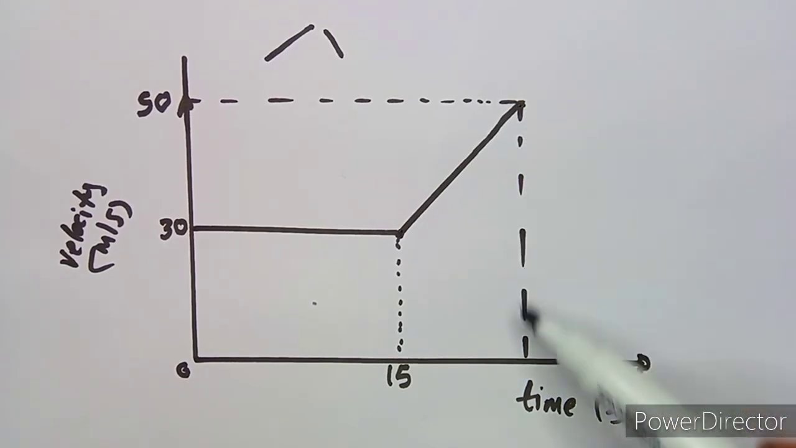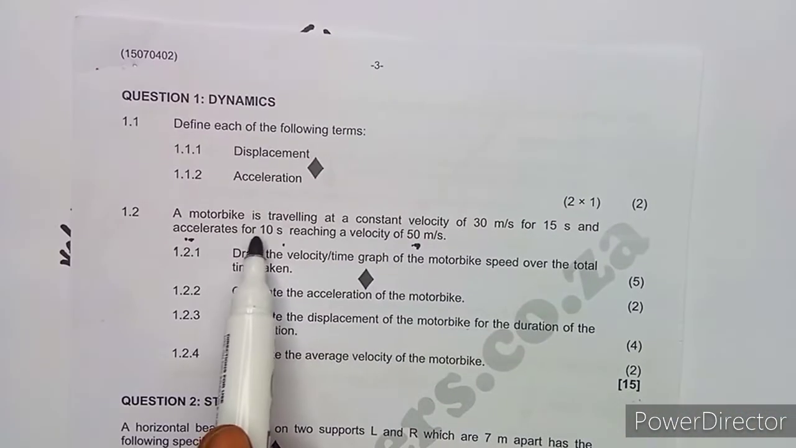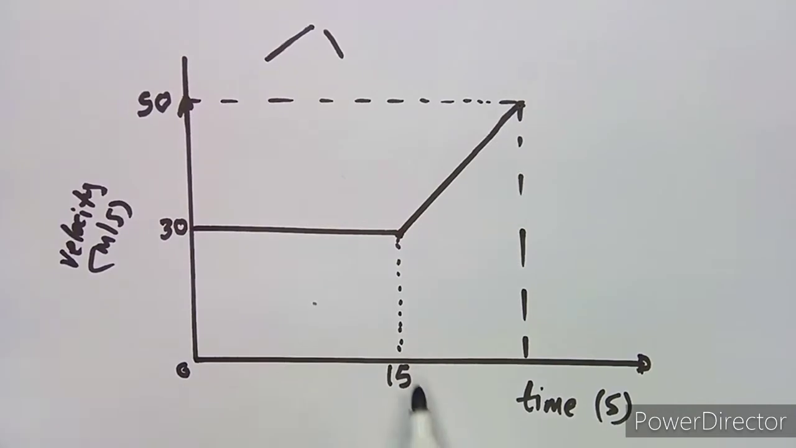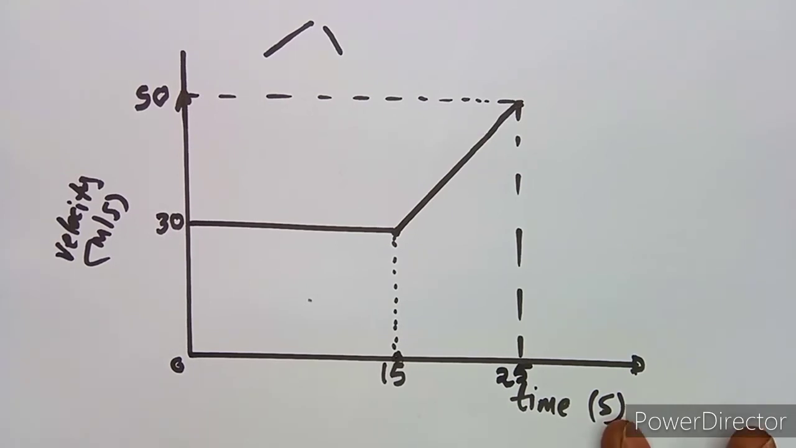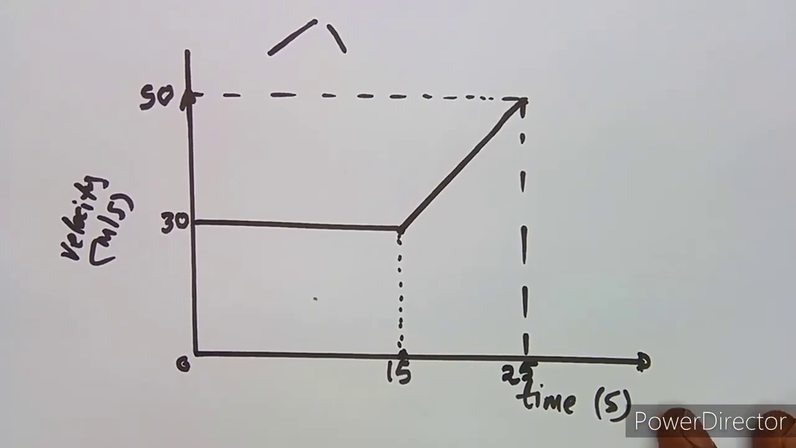And also here the time is 10 seconds. So from this point to this point we've got 10 seconds. So we're going to add to 15: 10 plus 15, which is actually 25. So it's going to end at 25. So you just add so that the difference between the two here is 10.